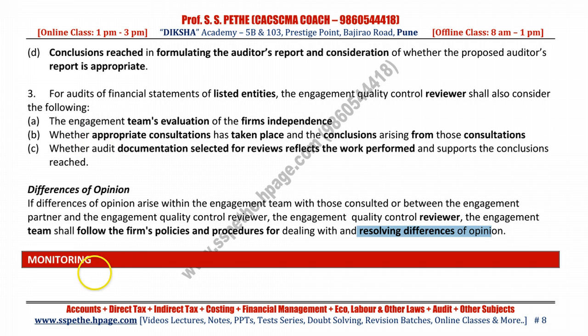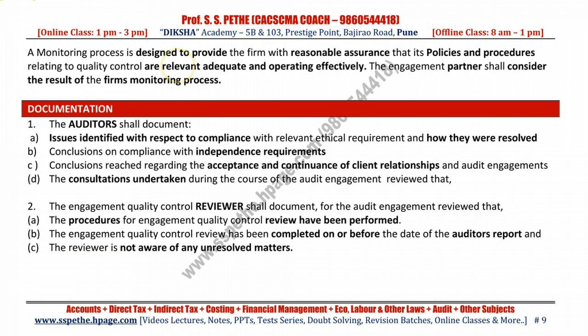Then comes the matter of monitoring. Monitoring is a process designed to provide a reasonable assurance that the policy and procedure relating to quality control are relevant, adequate and operating effectively. तो ये एक तरह से monitoring एक तरह से check है कि आपके policy procedures जो है quality control के वो आज भी relevant हैं, adequate हैं और effectively operation में है. The engagement partner shall consider the result of firm's monitoring process.